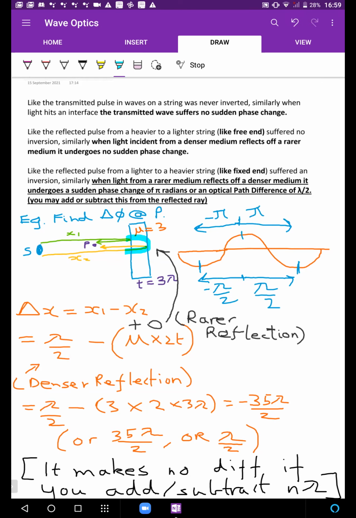Alright, so for all this path difference, again just be aware, light reflecting off a denser medium undergoes inversion, an immediate phase change. You can achieve that by adding lambda by 2 to the total path traveled, and when light reflects off a rarer medium, no phase change takes place.